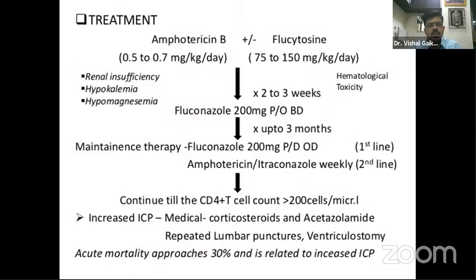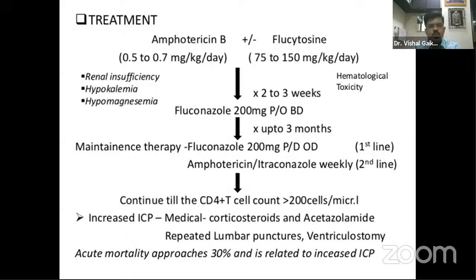Coming on to the treatment part, the treatment is same as any fungal treatment, but it has an induction phase and a maintenance phase. In the induction phase, you start with amphotericin with or without flucytosine, at a dose of 0.5 to 0.7 mg per kg per day. Flucytosine, if used, could be used at a dose of 75 to 150 mg per kg per day. You look for the side effects of amphotericin, mainly the renal side effects, and of flucytosine, mainly hematological side effects. And it should be continued for a period of 2 to 3 weeks.